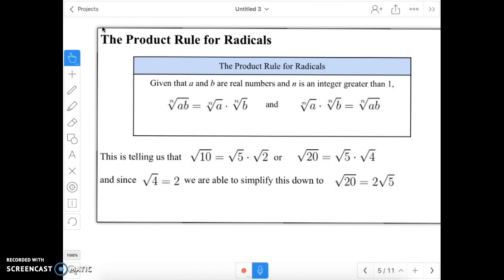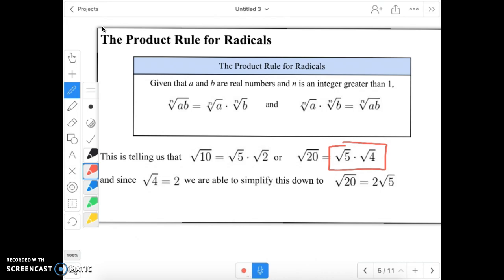For example, if we had the square root of 10, we could break that down into the square root of 5 times the square root of 2. If we had the square root of 20, that can be the square root of 5 times the square root of 4. That second example benefits us because we know that the square root of 4 is a perfect square. The square root of 4 is 2, so we could simplify that as 2 root 5. So the square root of 20 is equal to 2 square root 5.